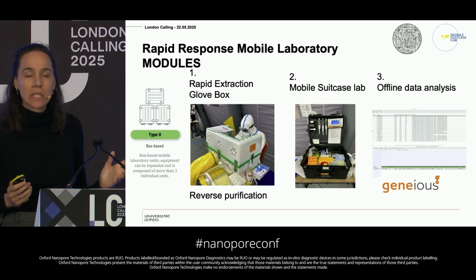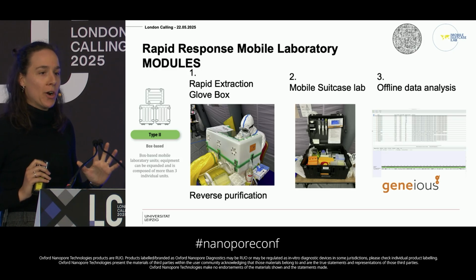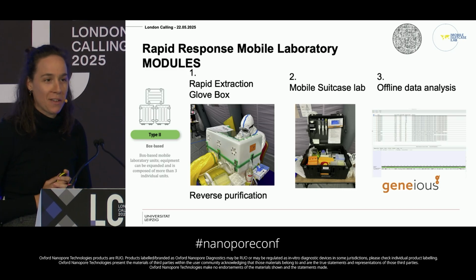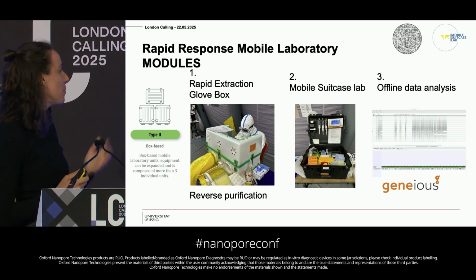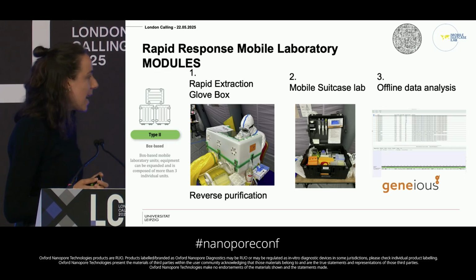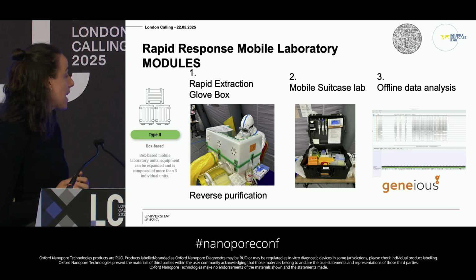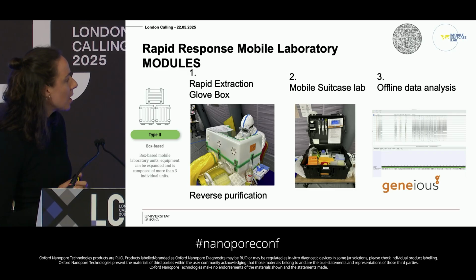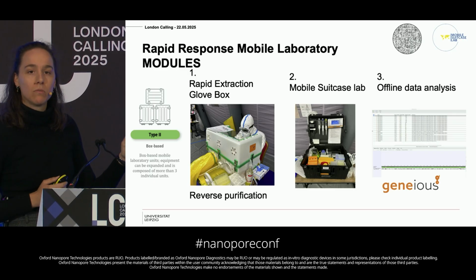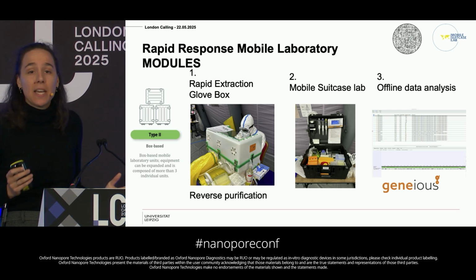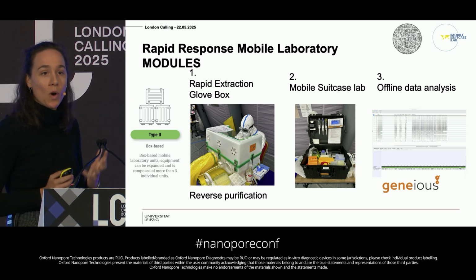We try to use DNA extraction methods that are, let's say, quite simple, because you cannot take all of the stuff that you have in your lab. So we mainly use a method that's called reverse purification. And then this inactivated and extracted sample goes into the mobile Suitcase lab that you can see here in the middle. It's fully equipped to do molecular diagnostics in the field, basic ones. You can update it and adapt it to whatever you want to do.